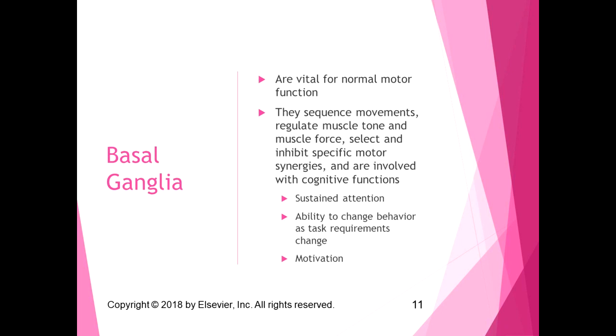So basal ganglia we talked about in their own little chapter. They're vital for normal motor function. They sequence movements, regulate muscle tone and muscle force, select and inhibit specific motor synergies, and they're involved with cognitive functions and some non-motor functions too, besides cognitive. So basal ganglia are involved in sustained attention, ability to change behavior as task requirements change, and motivation. So people with basal ganglia dysfunction frequently are very cognitively rigid. It's difficult for them to change their behavior when the task requirements change. And they also lack motivation and lack sustained attention. That makes it very difficult to do things.